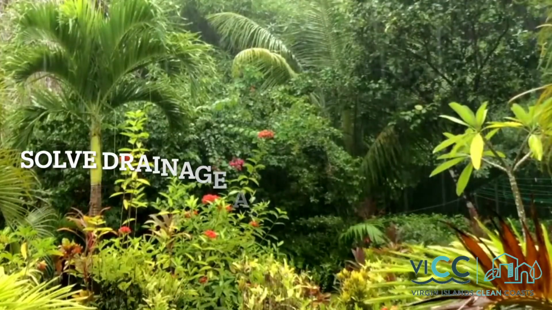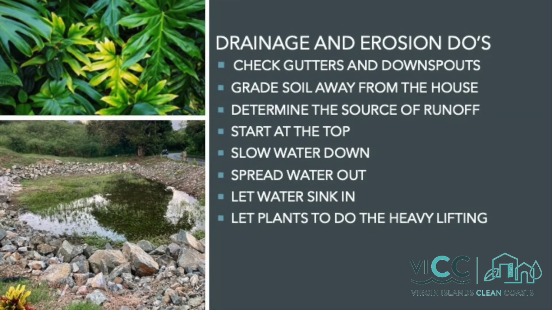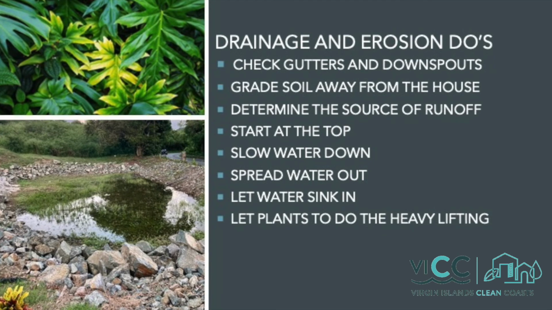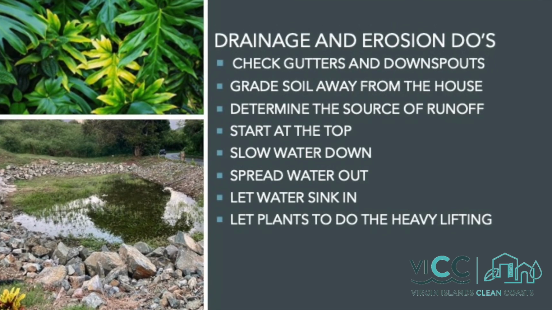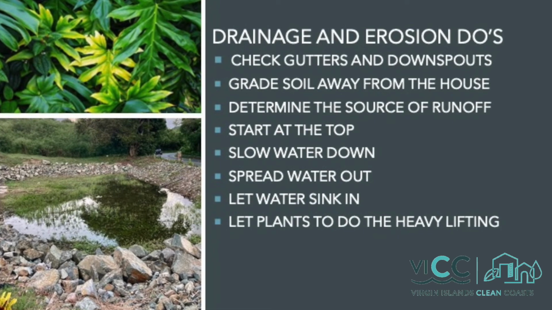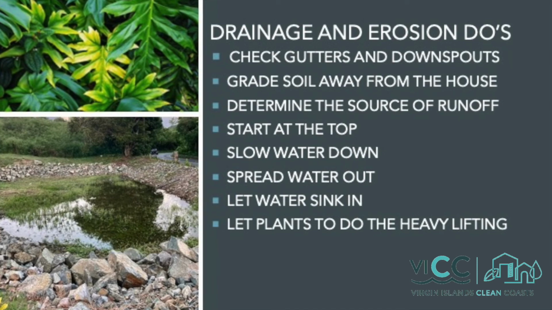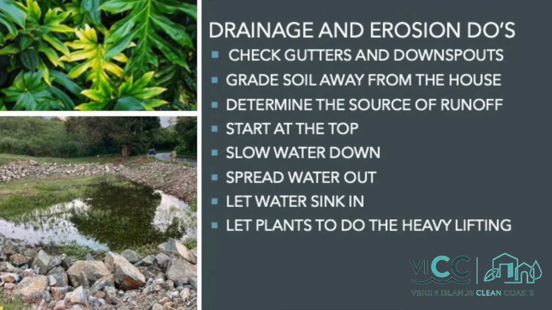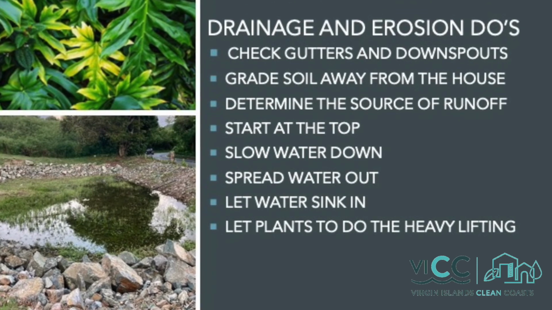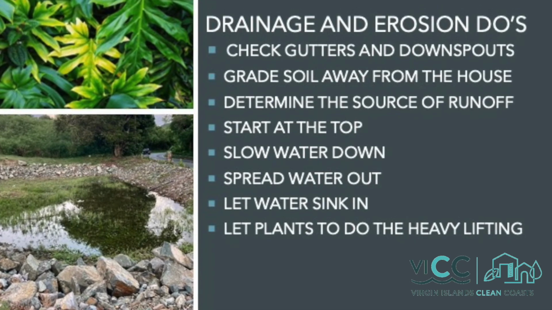How can you solve drainage and erosion problems? Drainage and erosion do's. We'll discuss all of these in a bit more detail next. Check gutters and downspouts. Grade soil away from the house. Determine the source of runoff. Start at the top. Slow water down. Spread water out. Let water sink in. Let plants do the heavy lifting.